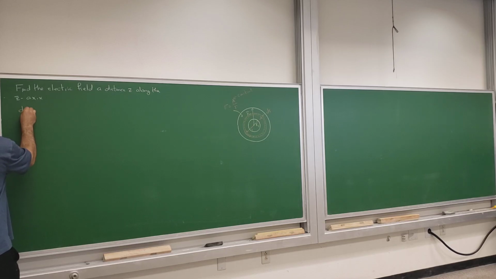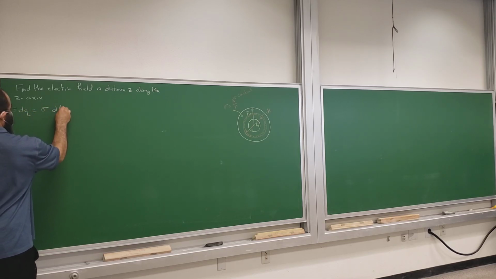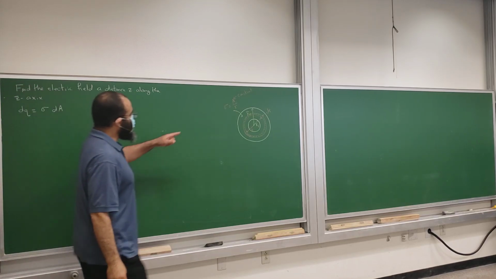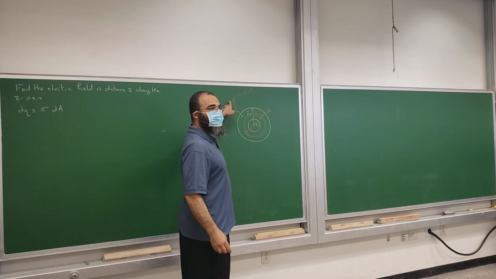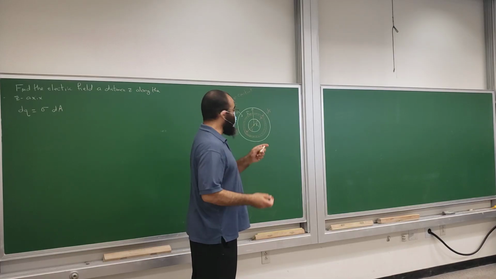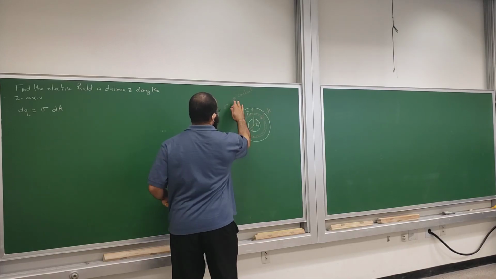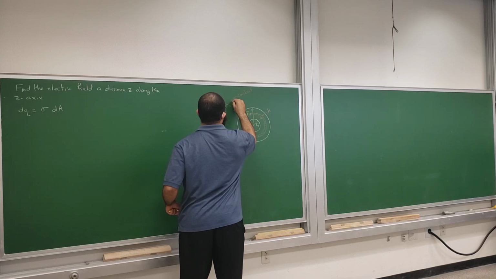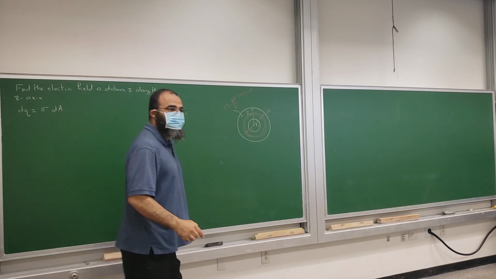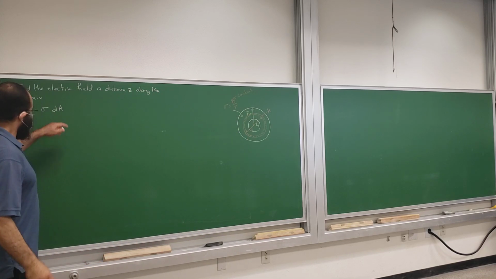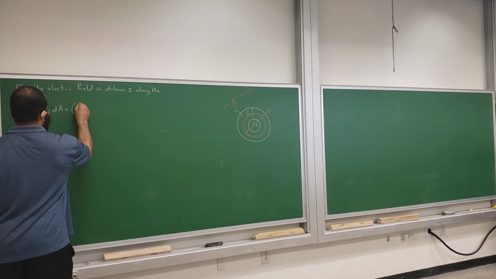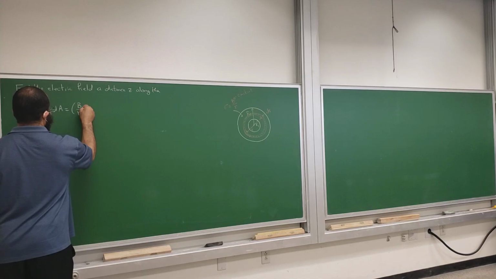So let's first ask, what's the charge sitting on that ring? dq will equal sigma times dA, where dA is the area of the ring. Let me change this constant to letter B instead of A, just not to get confused. B, that's better. Sigma is B over r.